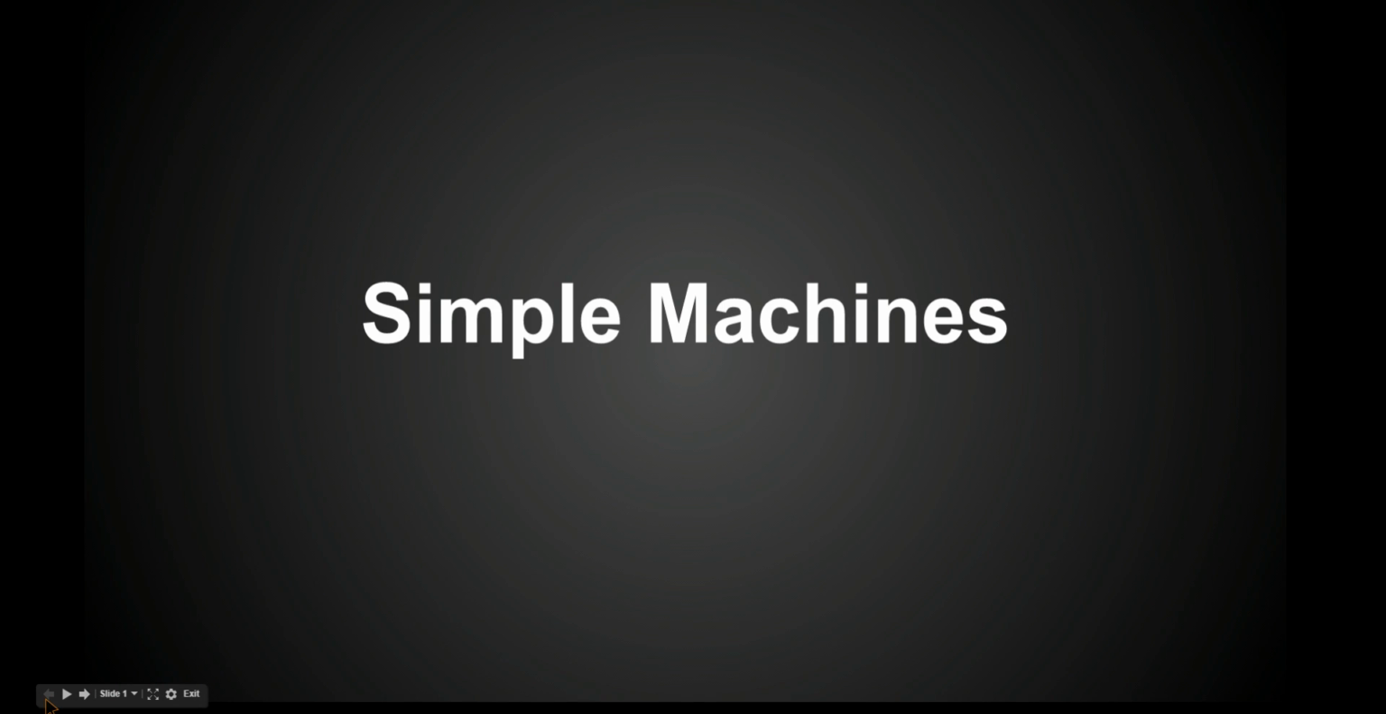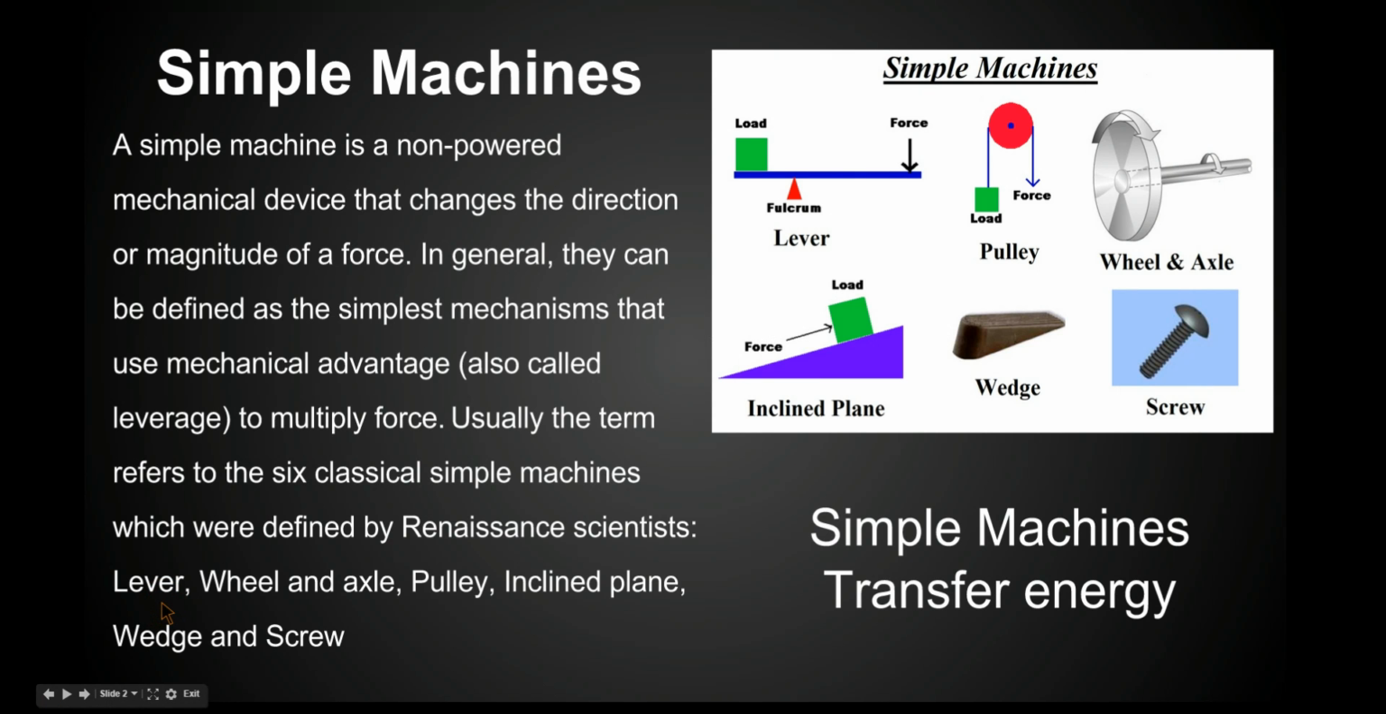This is again part of Unit 2, and today we're going to talk about simple machines. So what is a simple machine? A simple machine is a non-powered mechanical device that changes the direction or magnitude of a force. In general, they can be defined as the simplest mechanism that uses mechanical advantage, so also leverage, to multiply a force. Usually the term refers to 6 classical simple machines, which were defined by Renaissance scientists.